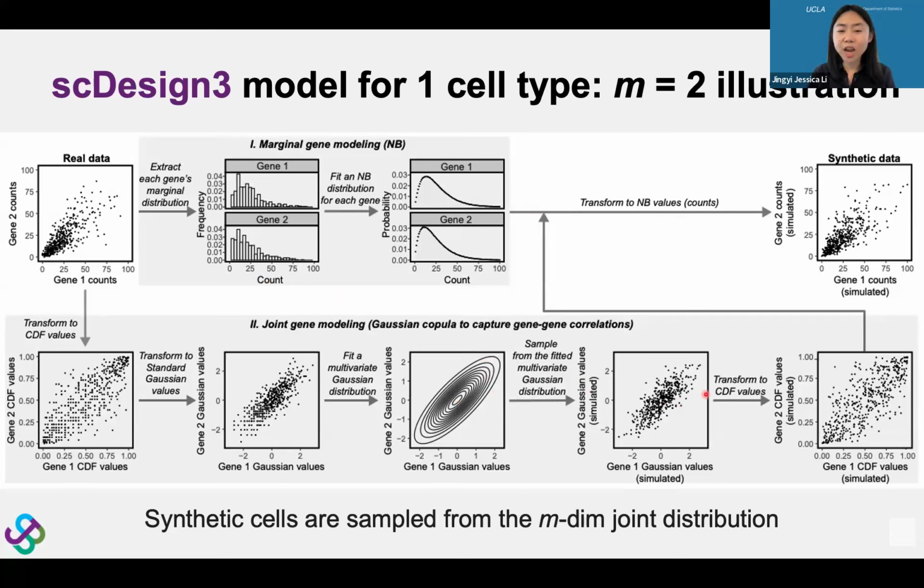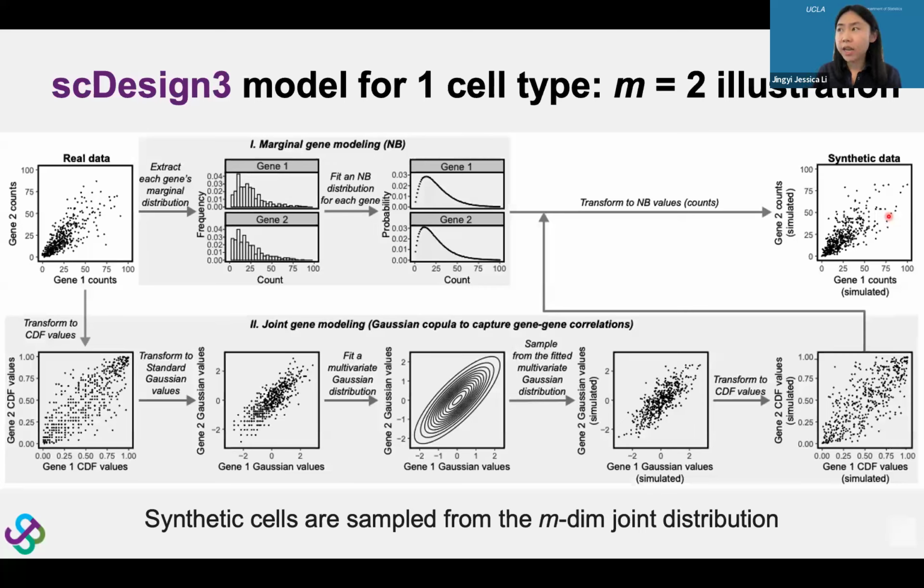We can first sample M prime synthetic cells from the Gaussian distribution, but each gene is on the Gaussian scale. Then we apply the CDF of standard Gaussian to change it to CDF values. Finally, the fitted marginal CDF inverse will be used to transform CDF values back to the count values. That's our synthetic data. Essentially, given this is one cell type, we are conditional on this cell type, and we don't consider design covariates just for simplicity. But basically, synthetic cells are just a sample from the fitted distribution.